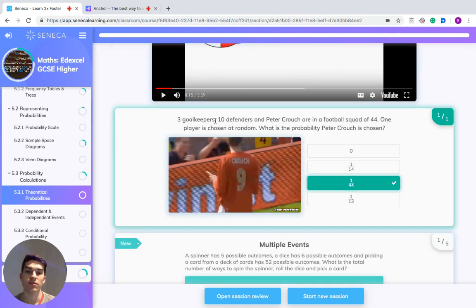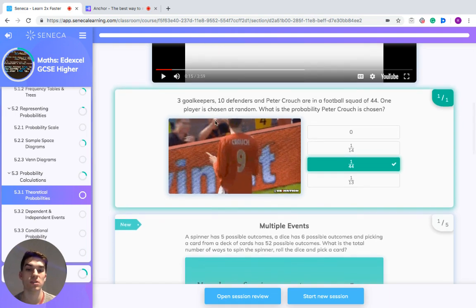Now, let's look at a different example. If we've got 3 goalkeepers, 10 defenders, and 1 Peter Crouch in a football squad of 44, and 1 player is chosen at random, what's the probability that Peter Crouch is chosen? Well, if there are 44 players and there's 1 Peter Crouch, the number of ways that we can pick Peter Crouch is 1, and we divide that by the total number of players in the squad, which is 44, so 1 over 44.